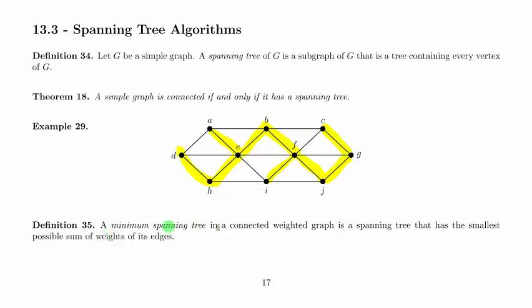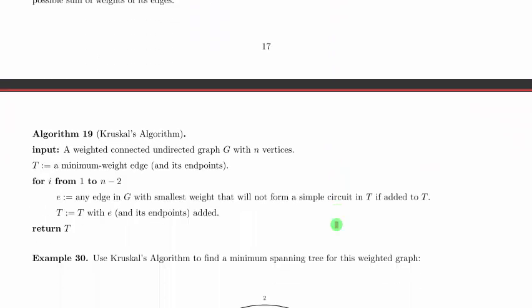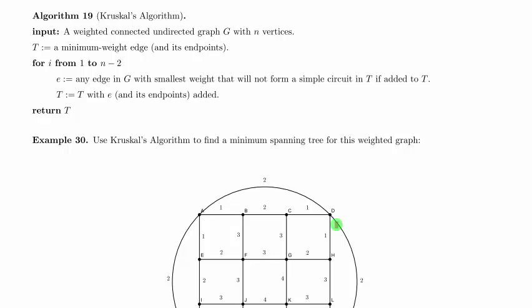A minimum spanning tree in a connected weighted graph is a spanning tree that has the smallest possible sum of weights of its edges. Now, based on one of our earlier theorems, a tree is always going to have n-1 edges. So if they're not weighted, then there's nothing else that we can do. We can't reduce the number of edges needed to span the graph. But if we have weighted edges, then there are algorithms that will allow us to determine the minimum sum for all of the edges. The first algorithm that we're going to look at is called Kruskal's algorithm.